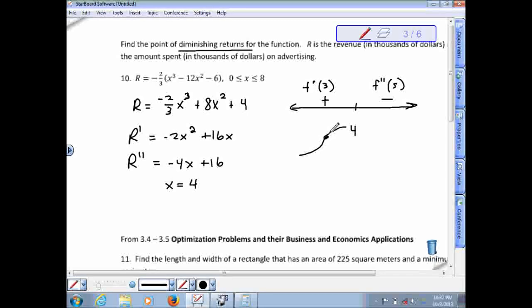The rate is increasing much faster over here than the rate is increasing over here. This has a steeper tangent line than the tangent line on this side. So even though they will still be making more money by spending more money on advertising, they're not going to be making as much at the same rate as right here, the point of diminishing returns. So spend $4,000. That's the point of diminishing returns. Spend $4,000 on advertising.